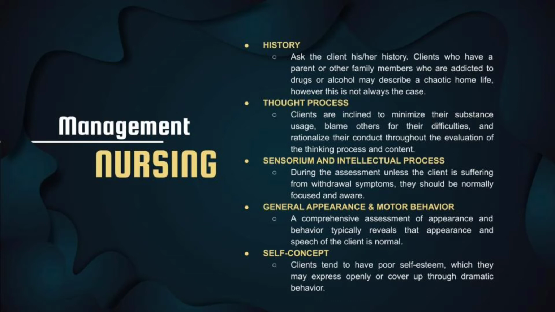Next is to assess the client's general appearance and motor behavior. A comprehensive assessment of appearance and behavior typically reveals that appearance and speech of the client is normal. Next, we need to assess the client's self-concept. Clients tend to have poor self-esteem, which they may express openly or cover up through dramatic behavior.